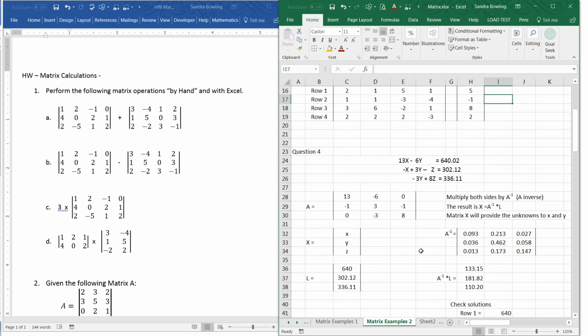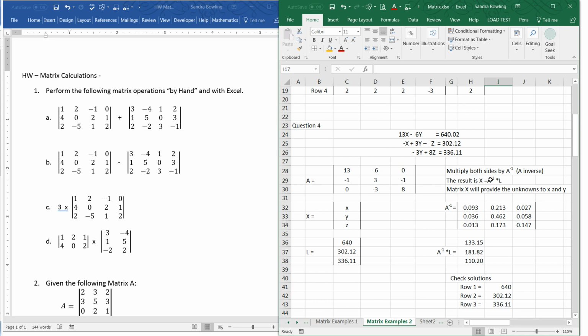So to solve for the unknowns X, Y, and Z, the first thing I have to do is multiply both sides by the inverse of the matrix A. So my matrices A is just my variables in front of the X, Y, Z. 13, -6, and there's no Z value, so it's 0. -1 is for the X, 3 is for the Y, and -1 is for the Z. There's no X value, so it's 0, a -3 value for the Y, and an 8 value for the Z. Now, my L components are going to be my constants.